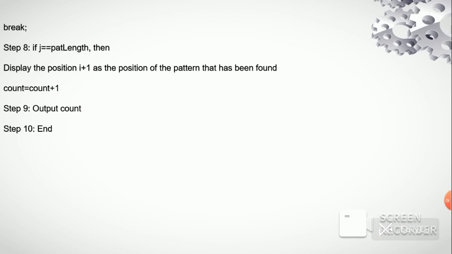Step 8, it checks for the complete match if j is equal to pattern length. If the loop completes without breaking, it means the entire pattern was found starting at the position i. Display the position i plus 1 where the pattern is found. It increments count by 1. Step 9, output the total count. After the loop has finished, output the total number of occurrences of the pattern in the text by displaying the value of count. Step 10, end. It terminates the process.